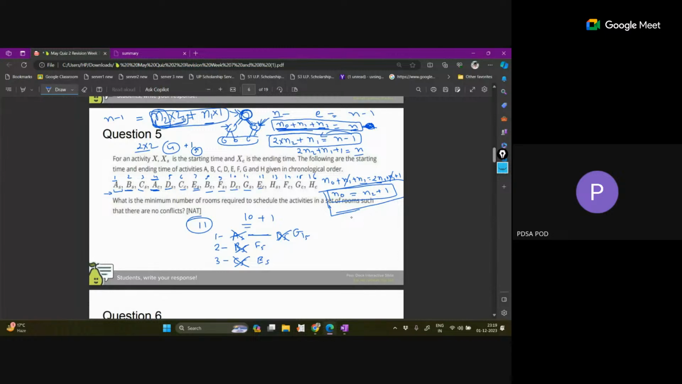And EE is completed. HS, we will use this one. FE is completed. GE is completed. HE is completed. So during this process we need only 3 rooms. 3 will be the answer for this. So you can solve it in this manner.